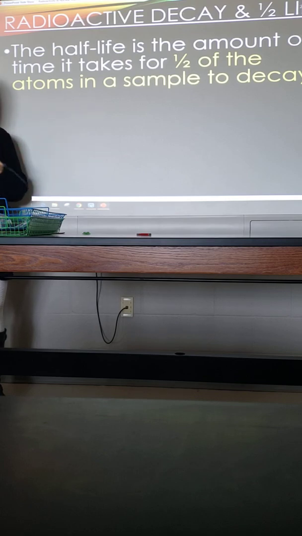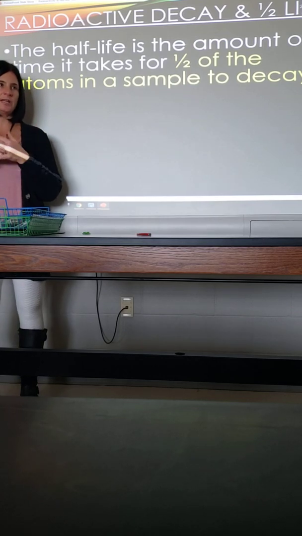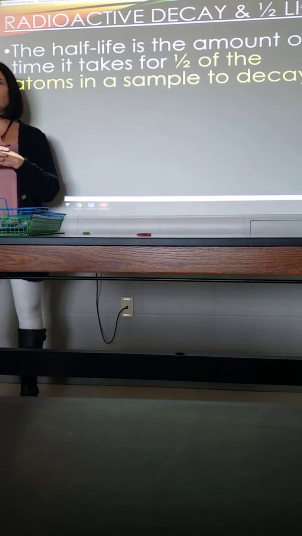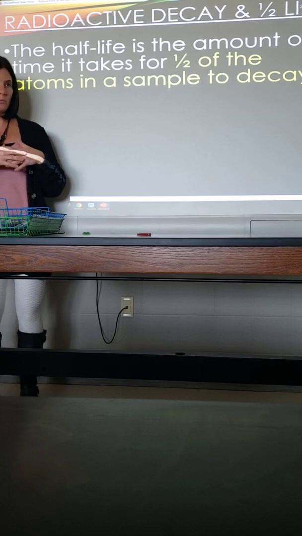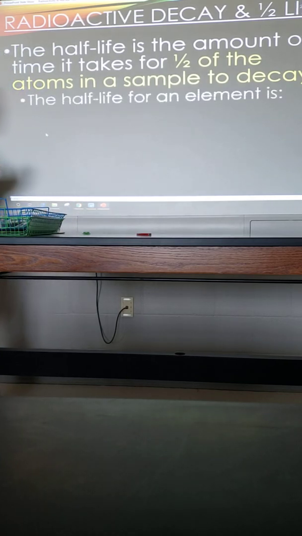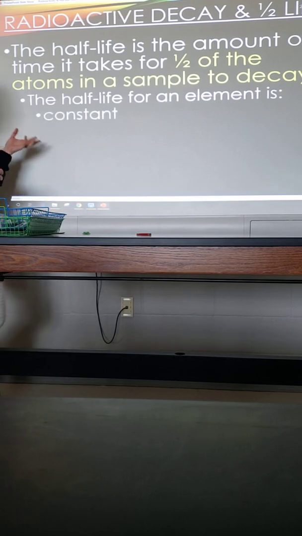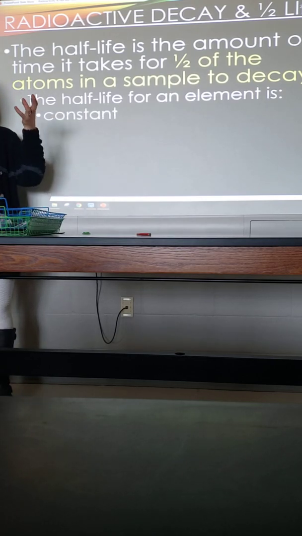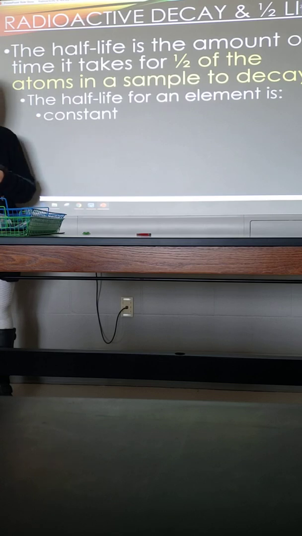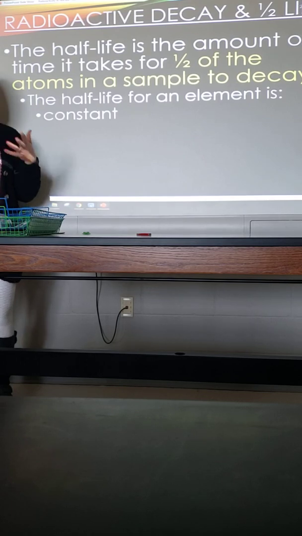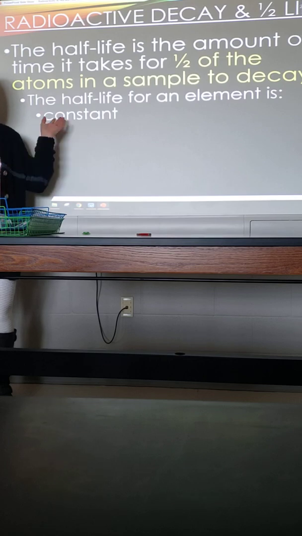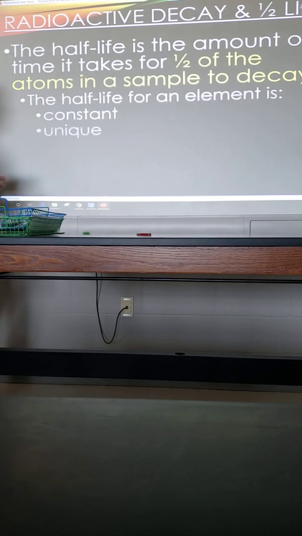Well, that makes sense, right? So we can't pinpoint when exactly an atom is going to decay, but we can pinpoint when a group of them will. So kind of like an average almost. And so the half-life for an element is going to be a constant. This is a characteristic that is unique to that specific element. Okay, so just like its atomic number and just like its mass number, those are specific characteristics for a unique element. Half-life is specific to an element also.